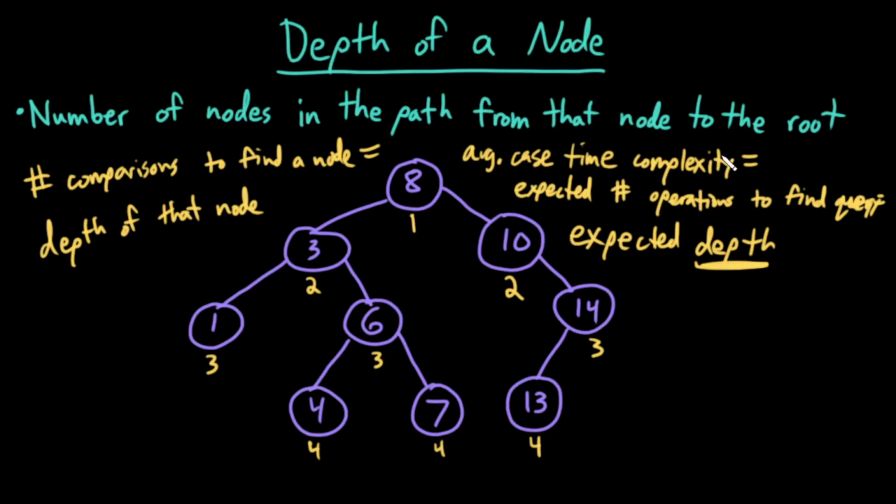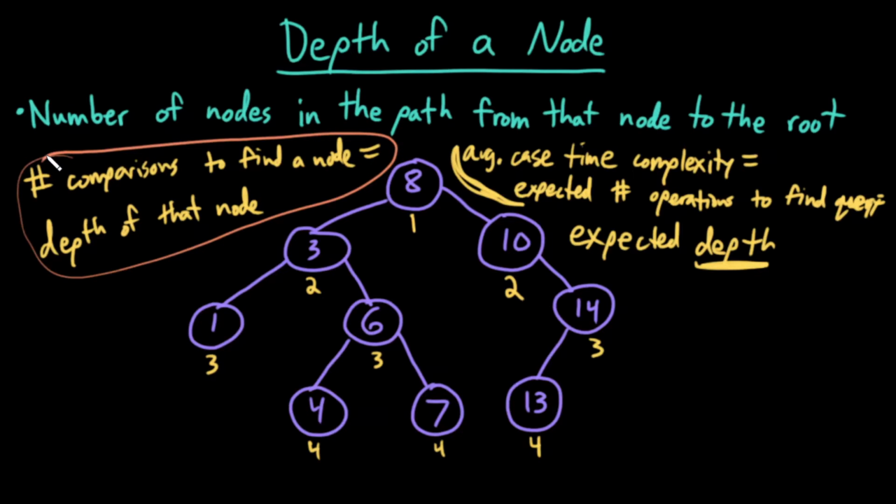So average case time complexity being the expected number of operations to find a query, that's just the definition. So this here is the definition. But then given this realization that the number of comparisons to find a node is just the depth of the node, we can now translate average case time complexity into this. It's just equivalent to finding the expected depth over all possible nodes. What is the expected depth? Well, expected depth, it's an expected value of the depth.